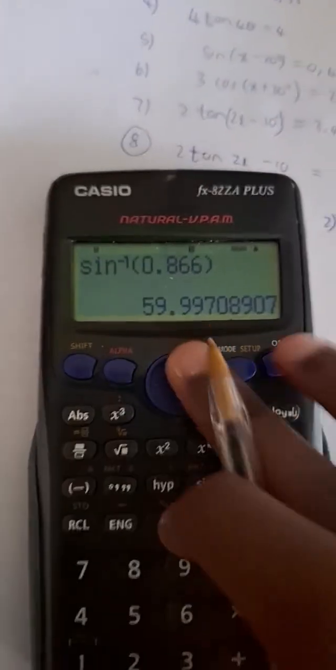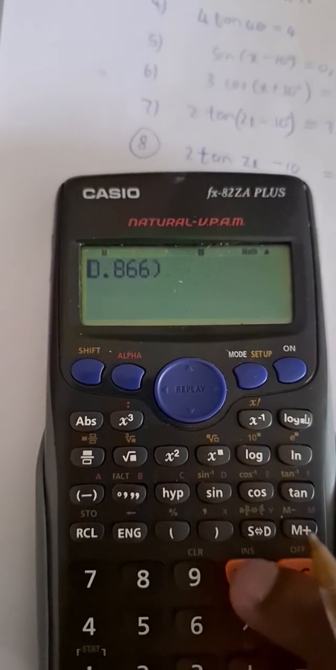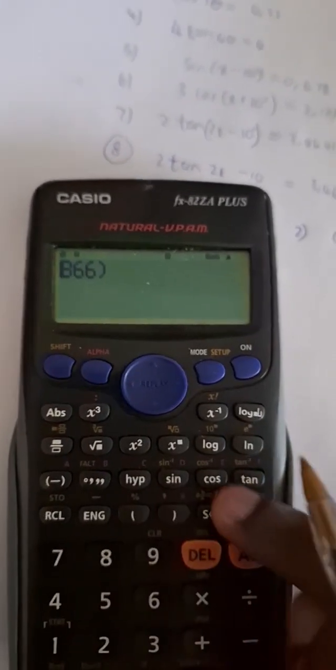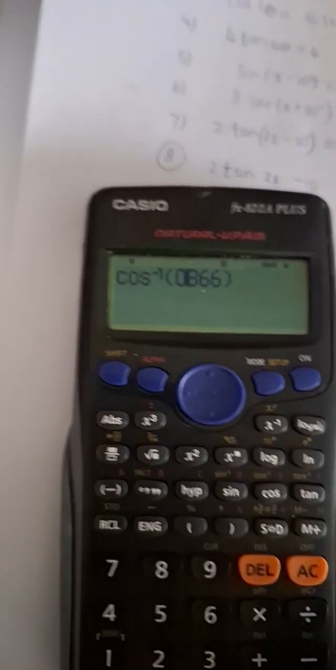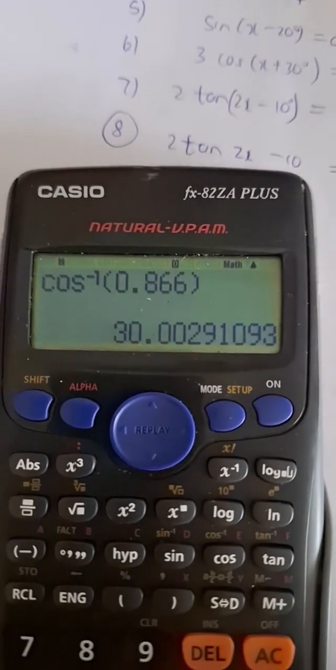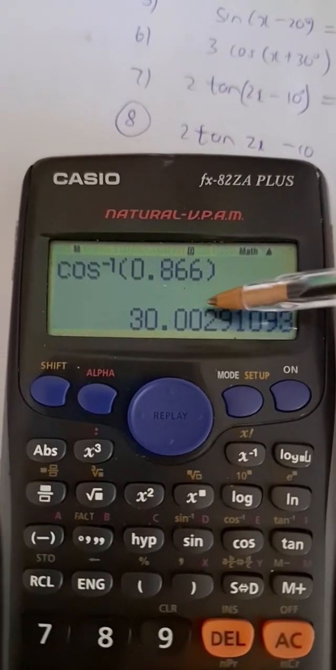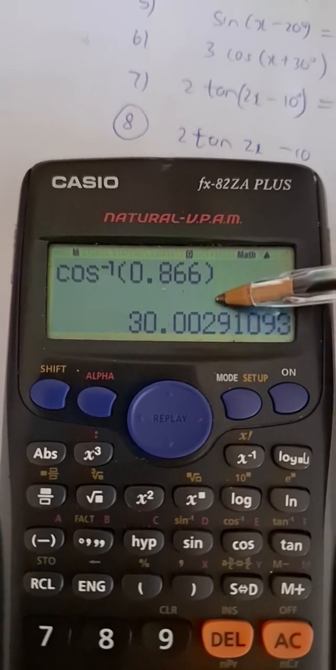And then calculator, we'll just go to Mr. Calculator. So we say shift, cos, and then we say 0.866, and we say equal. And then three decimal places, can you see there? 1, 2, 3. We cut off there at the 2.